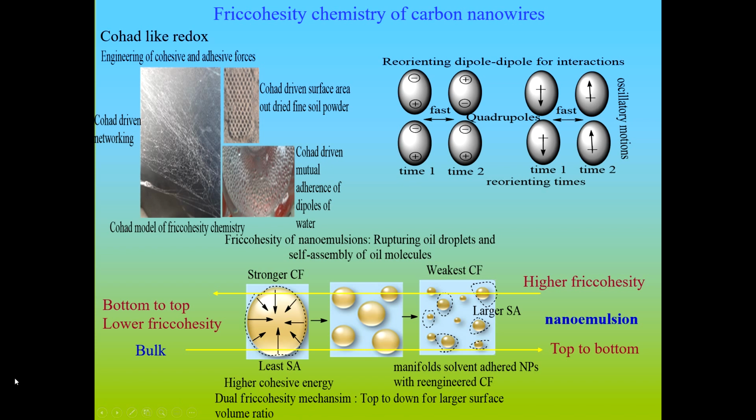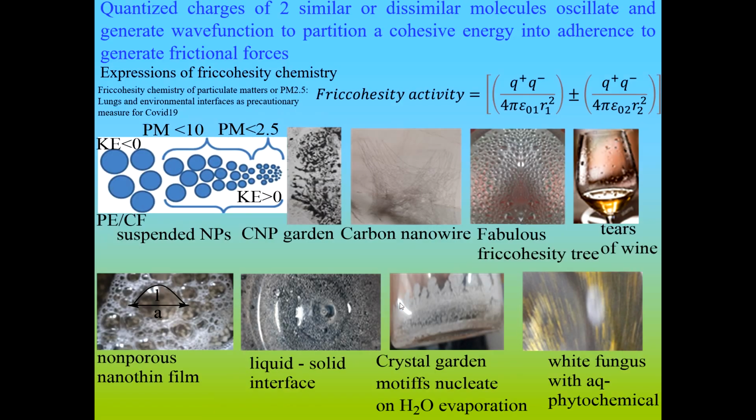This Friccohesity is higher because cohesive forces here are almost nil, and there are only adhesive forces. In nanoemulsion the particles are small, surface area maximum, and then the adhesive forces are maximum because the solvent is not allowing them to go back to the bulk situation. However, if your purpose is bottom to top, then it is a different situation.